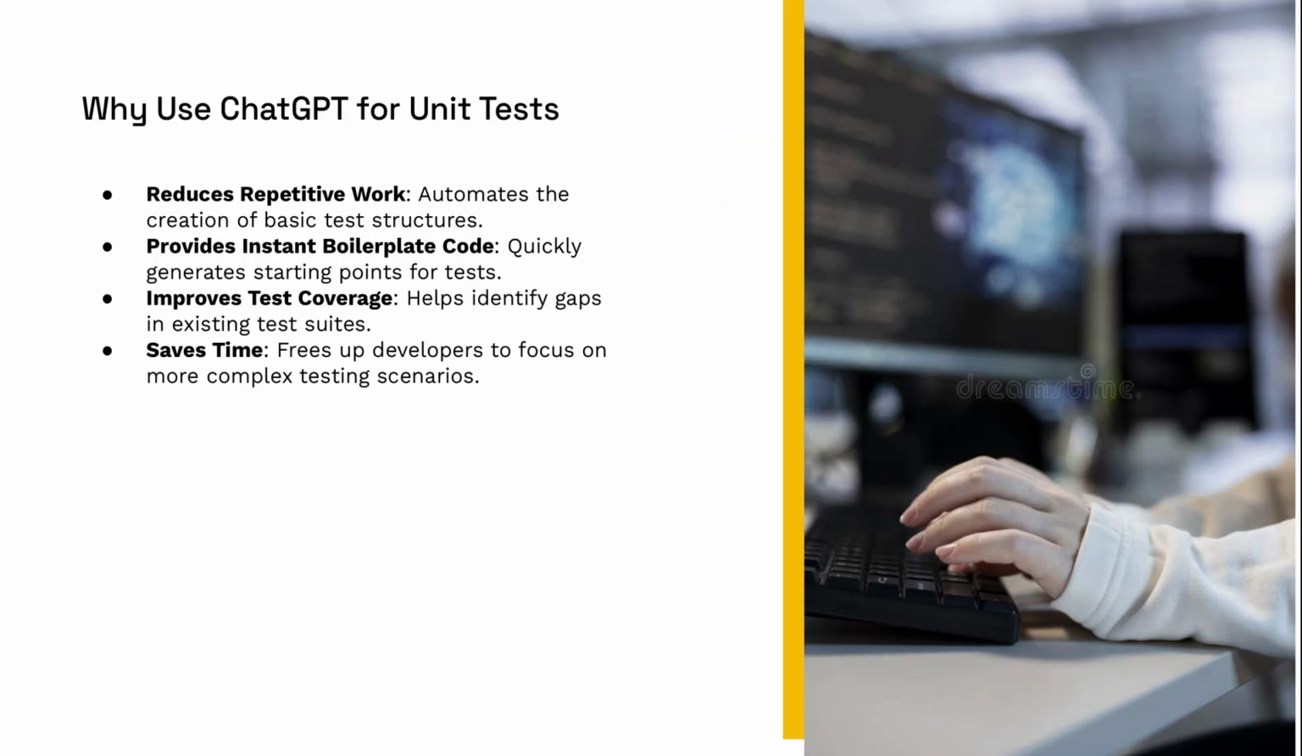Writing unit tests is essential, but it's often repetitive and time-consuming. ChatGPT is excellent at generating test boilerplate, identifying edge cases, and improving coverage, so you can focus on logic instead of syntax. The key to getting good test code from ChatGPT is the prompt. You need to clearly specify the testing framework, what function to test, which edge cases matter, and what assumptions ChatGPT should not make. Let's start with a simple Python function.